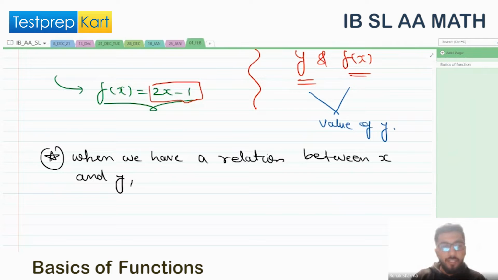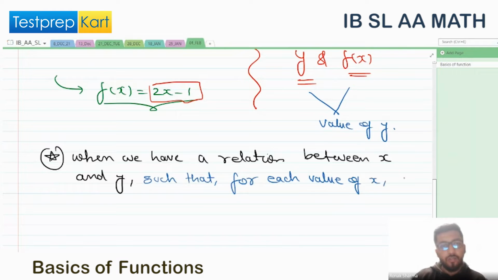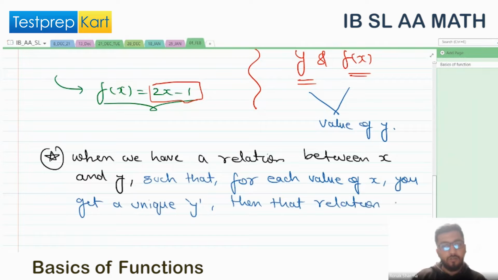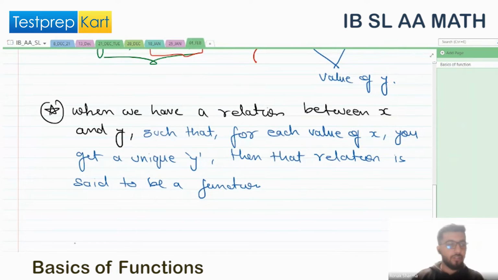Okay, so when we have a relation between x and y such that for each value of x, you get a unique y, then that relation is said to be a function. Note it down. Then I'll explain that, okay, what this definition is actually trying to say to us. Just note it down.